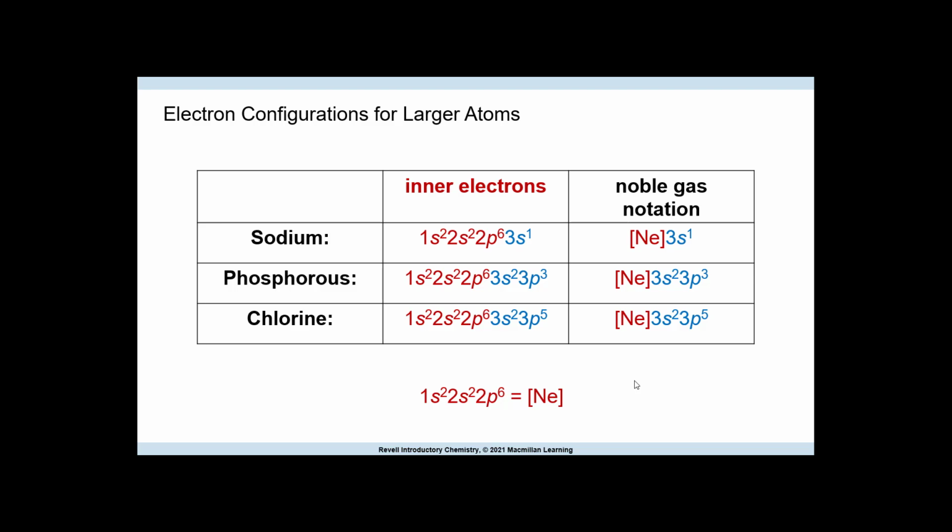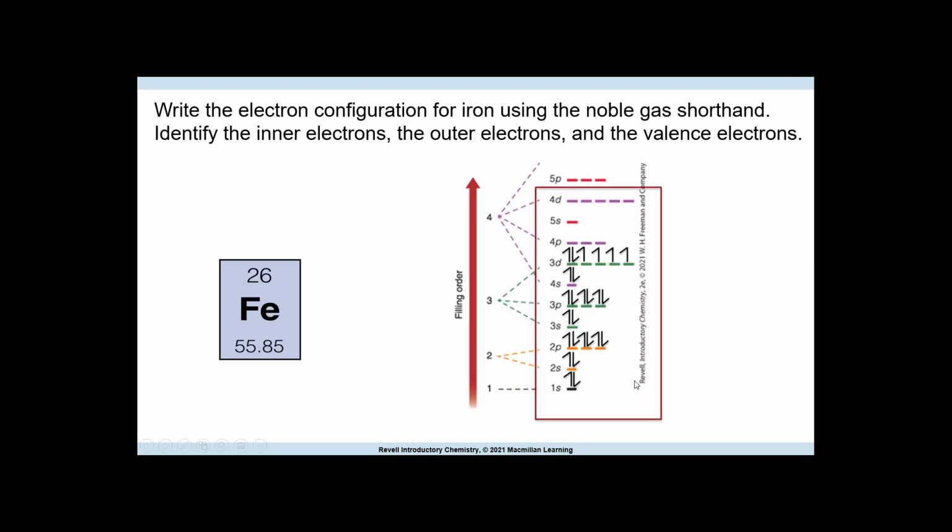Okay, so here in red is the inner electrons for sodium, phosphorus, and chlorine. The noble gas notation is we can use neon with square brackets, not parentheses, square brackets, to replace the inner electrons, which only leaves us with the valence electrons, and in some cases, d and f sublevels. Okay, write the electron configuration for iron using the noble gas shorthand. Identify the inner electrons, the outer electrons, and the valence electrons.